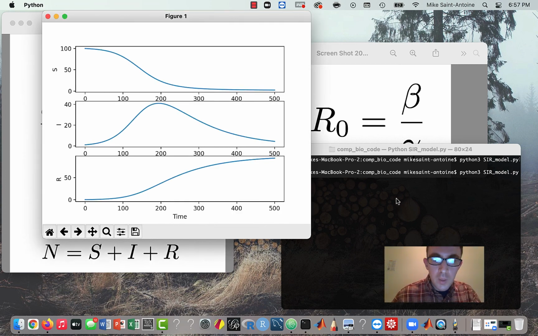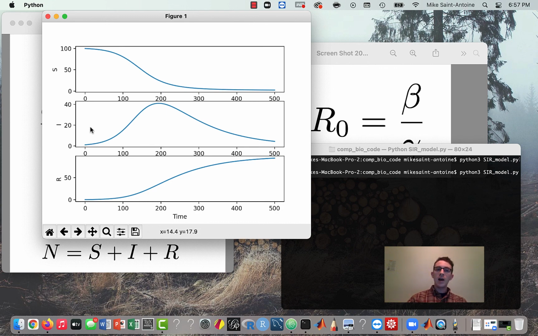Okay, that's better. So we have our plot for S, our plot for I, and our plot for R. And you can see that S is starting at our S initial condition of 100, and then as the disease spreads and progresses through the population, the number of susceptible people is decreasing because more and more of them are getting infected, and eventually it's making its way to 0, because the way things are going, all of them are going to get infected at some point.